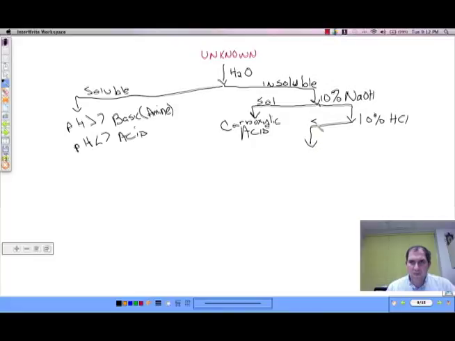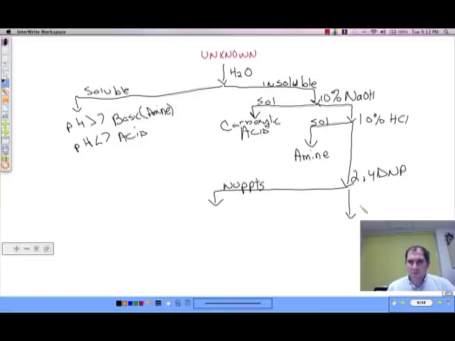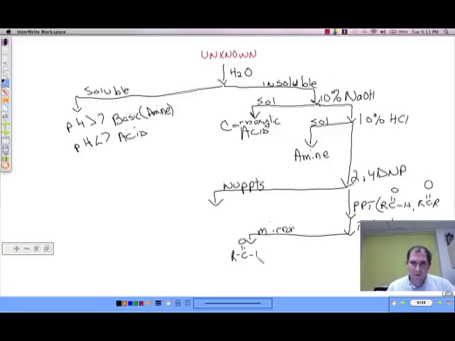Again, if we get soluble, then that's going to be amine. But if it's not, then we're going to do that 2,4-DNP test that we saw earlier. No precipitate, not what we want. But if we do get a precipitate, that means we're either getting aldehyde or ketone. Next thing we're going to do is the Tollens test. If we get that mirror, we know that it's the aldehyde, the RC double bond OH.